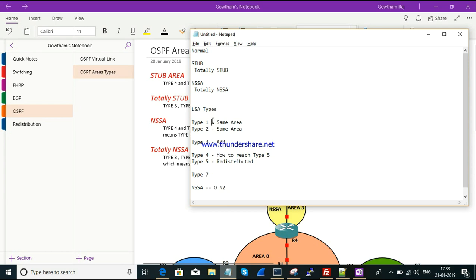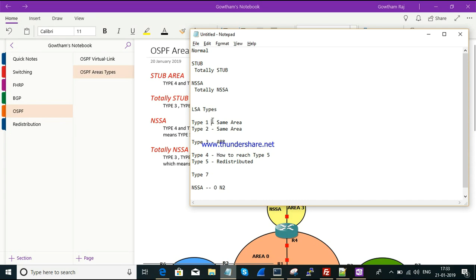Next is type 2 LSA. Type 2 LSA also lies within the same area. It plays a role where DR and BDR election takes place. In simple words, type 2 LSA will be generated where Ethernet network is available. Where Ethernet network connectivity is there, the type 2 LSA will be there.